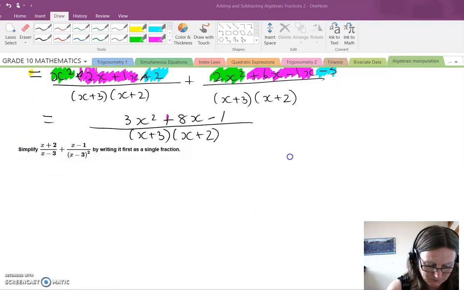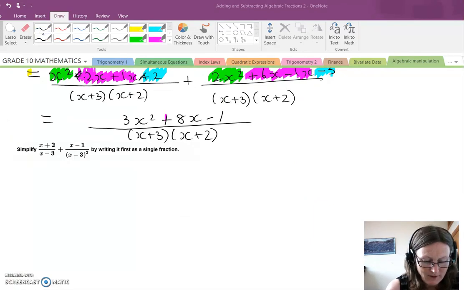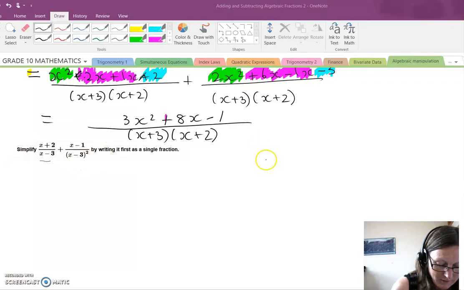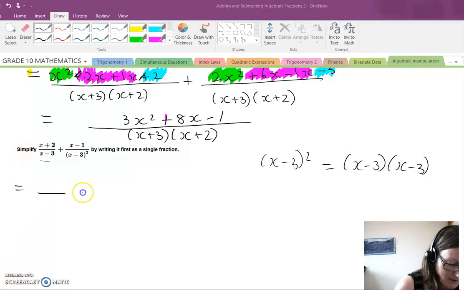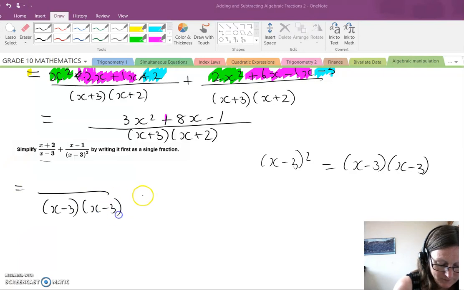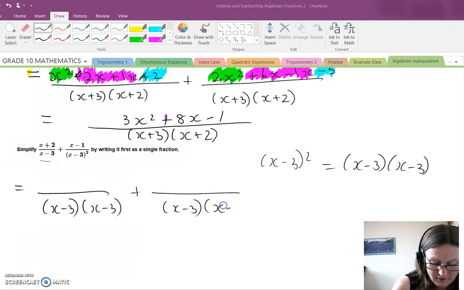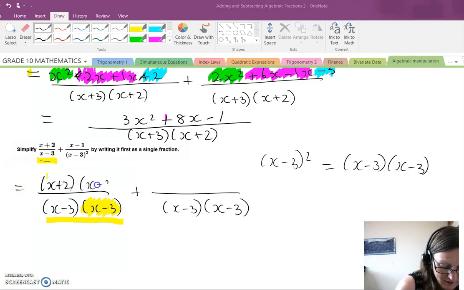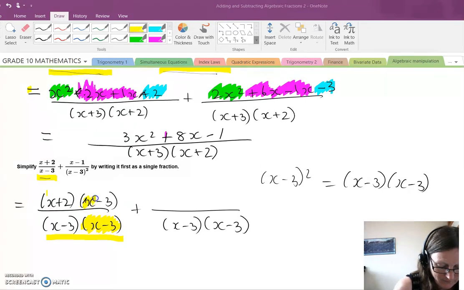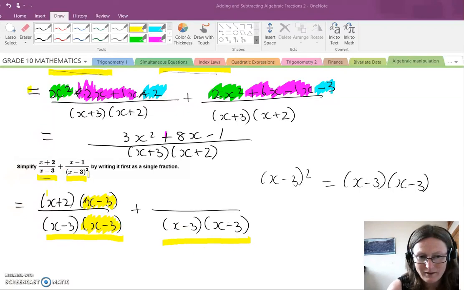Our next example. We have to work out what the common denominator is. This one here has x minus 3, and this one here, remember, x minus 3 squared is the same as saying x minus 3, x minus 3. So our common denominator is x minus 3, x minus 3. We put that under both fractions. Then we say, what is on the bottom here that was not there? Well, there's an extra x minus 3. That's okay, as long as on the top we also now put an extra x minus 3. With the next one, what is on the bottom here that was not there? Nothing. It's the same. So we haven't done anything to the bottom, so we don't do anything to the top.